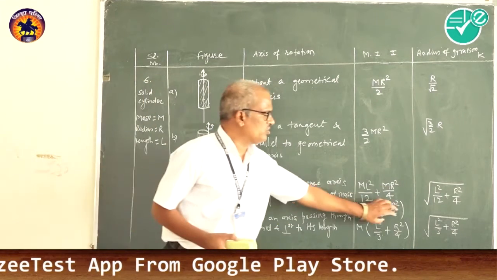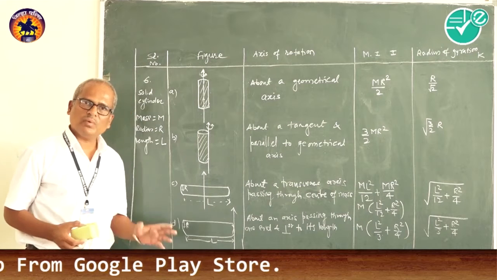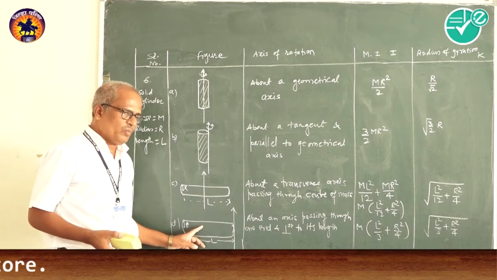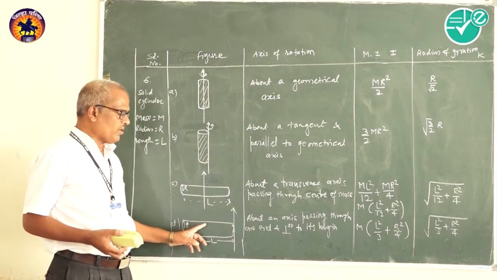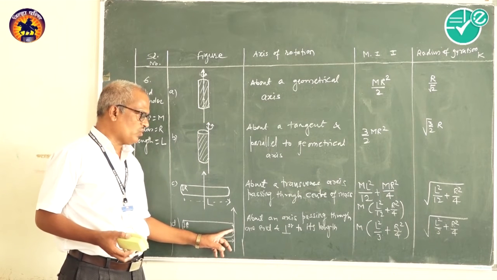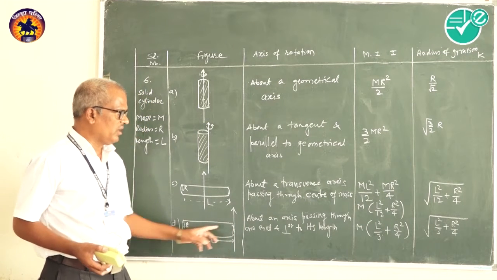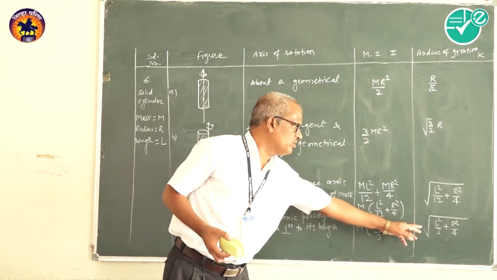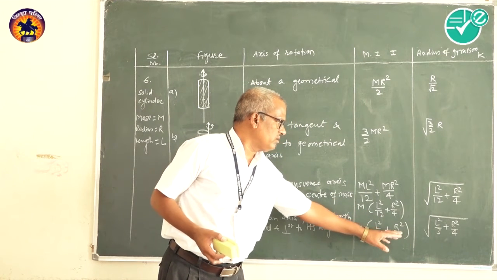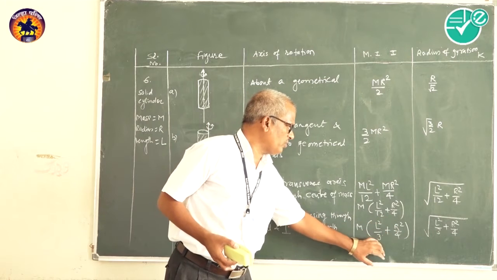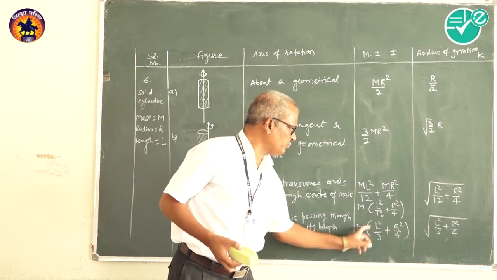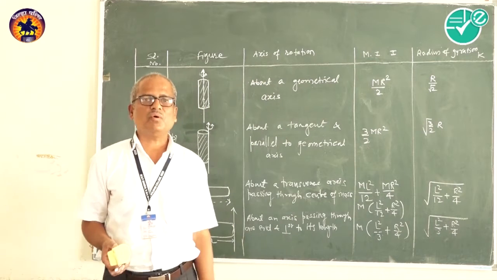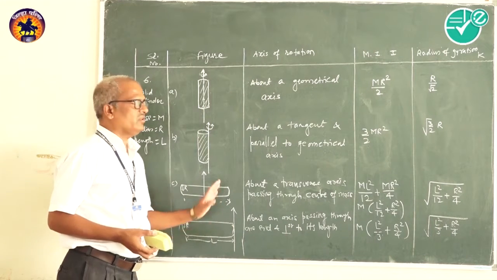Square root of this bracket gives the radius of gyration, that is the corresponding radius of gyration. Now here is the next: the moment of inertia of a solid cylinder about an axis passing through one end perpendicular to its length. The formula is m into bracket l square by 3 plus r square by 4. Take the square root of this bracket, that is square root of l square by 3 plus r square by 4. So this is the radius of gyration in this case.